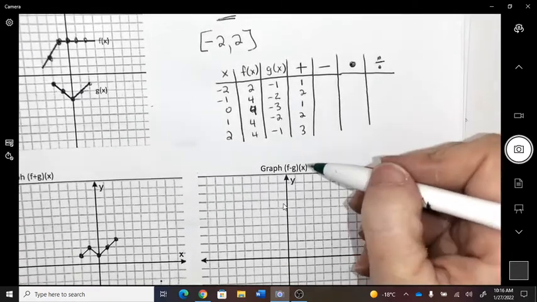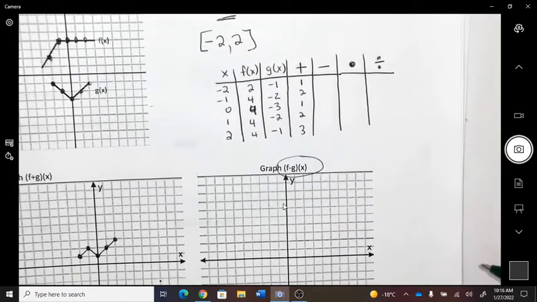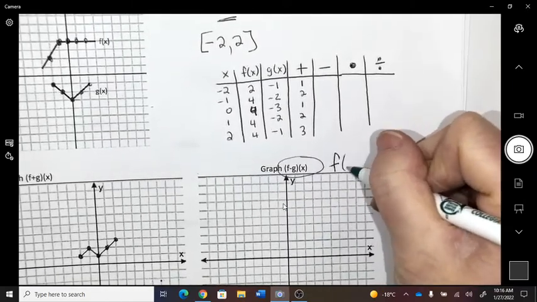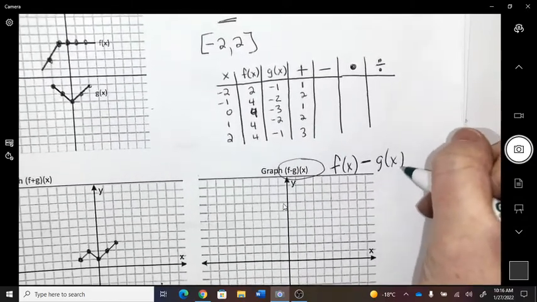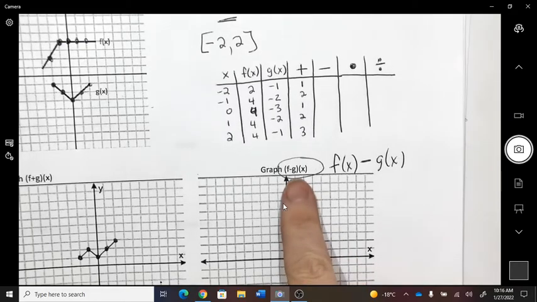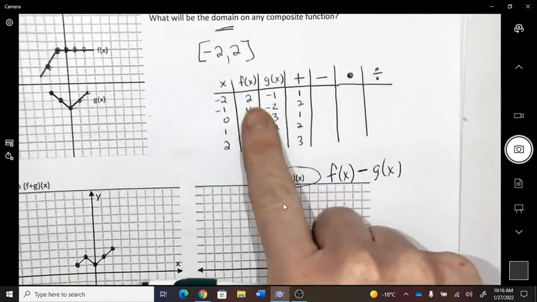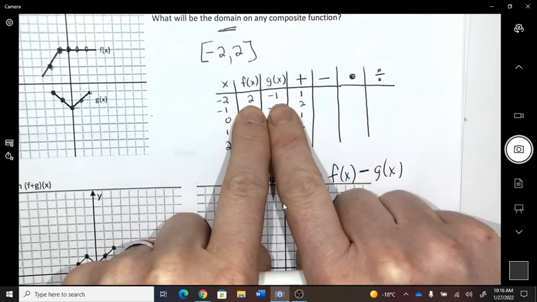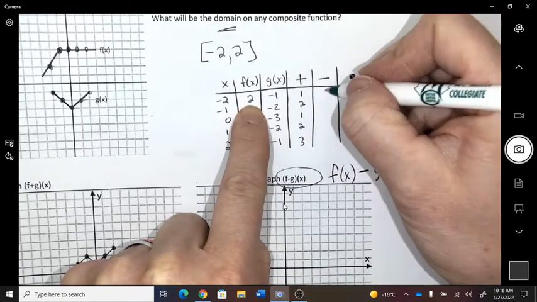Okay, next. This one you're going to have to be careful. Does it make sense when I add numbers? The order doesn't matter. But when I subtract numbers, the order matters. So this has to go with the f function minus the g function. If I did that the other way around, it would be wrong, right? So subtraction, make sure you're doing it in the right order. So I have to do the f, then subtract the g. So I have to do it 2 subtract -1. That's what I'm doing, which is 3.